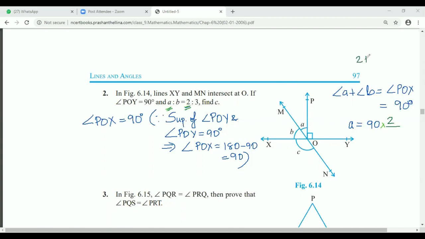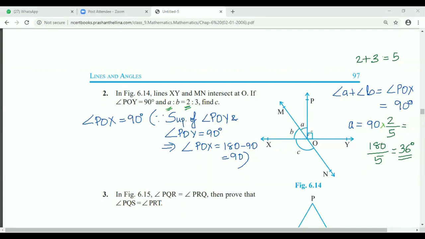The total parts in the ratio is 2 plus 3, which is equal to 5. So 90 into 2 divided by 5 is 180 divided by 5. So you will get 36 degrees as the measurement of A. The value of A is 36 degrees.